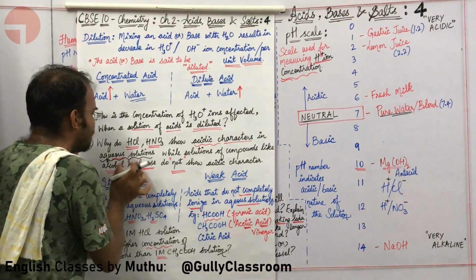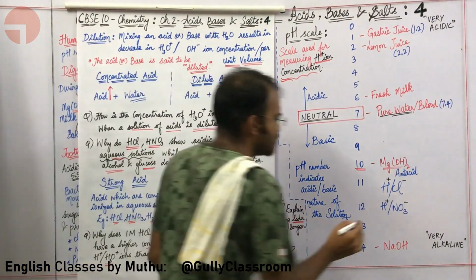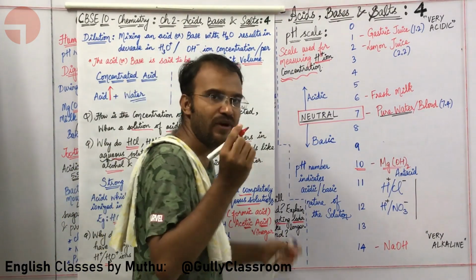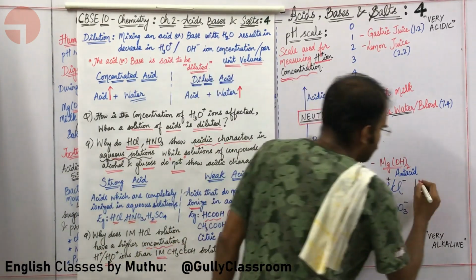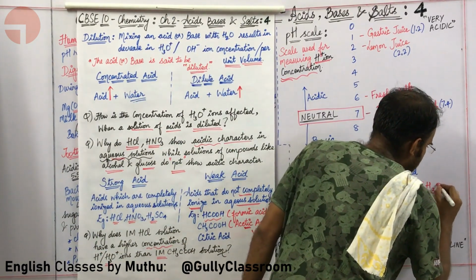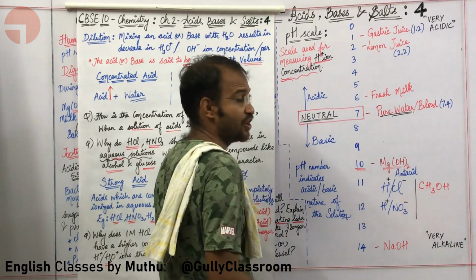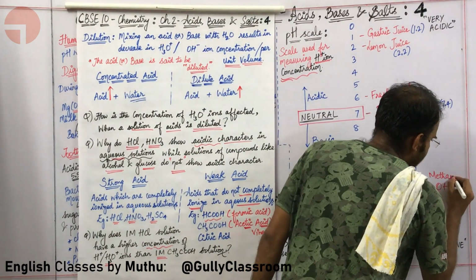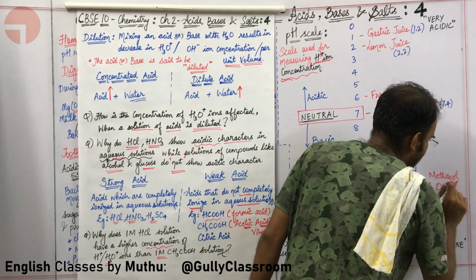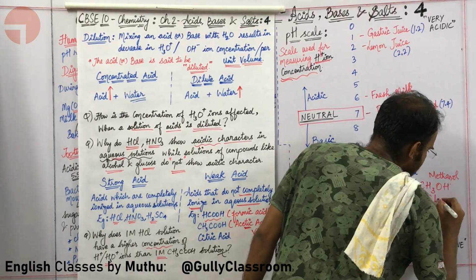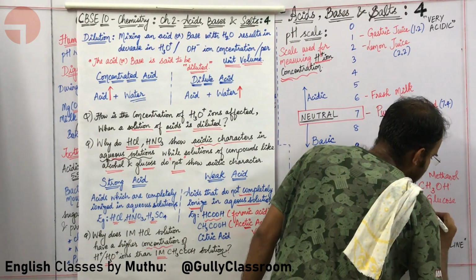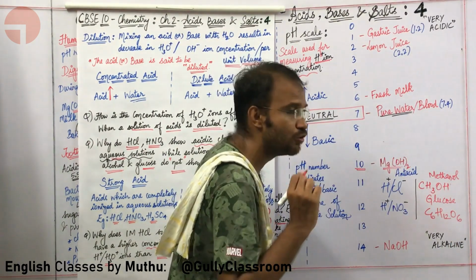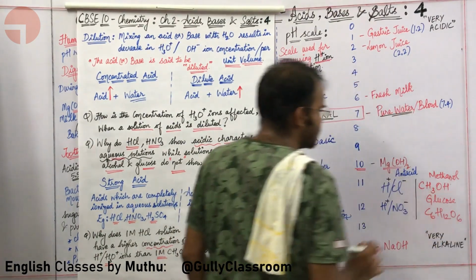What about alcohol and glucose? What is the formula for alcohol and glucose? A good example for alcohol is methanol, CH3OH. Methanol is a good example of an alcohol. Okay, sir. What is the formula for glucose? The formula for glucose is C6H12O6.